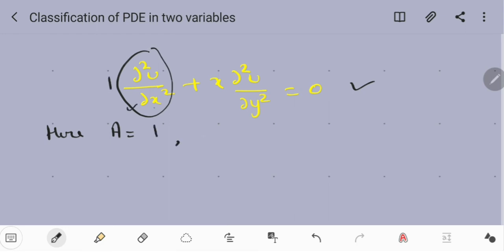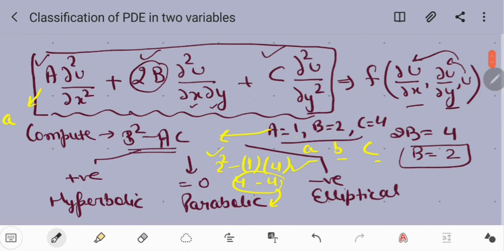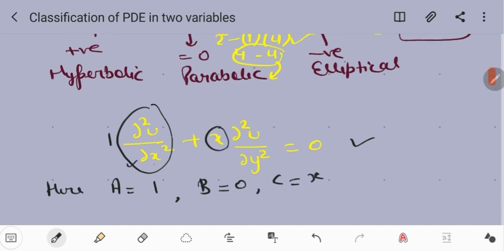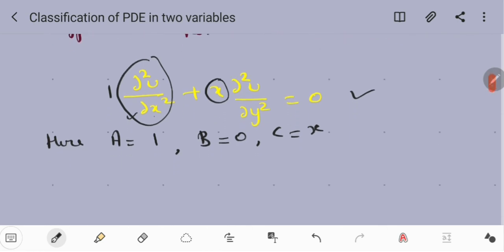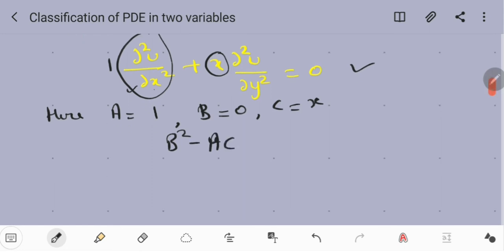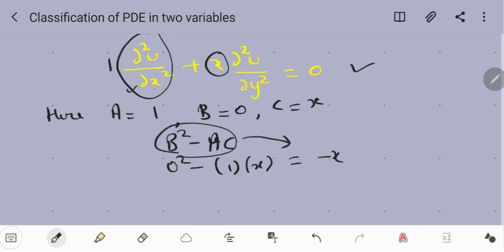is 1. Then if you compare with this, you have a two variable term and then a one variable term. So there is no two variable term, only one variable. So b is 0 and c would be x, right? c is what? x. So in that sense, if any variable is given, just do the same process, find out b square minus ac. If you put these values, b square, that means 0 square, minus a is 1, c is x, then you have this value as minus x, right?